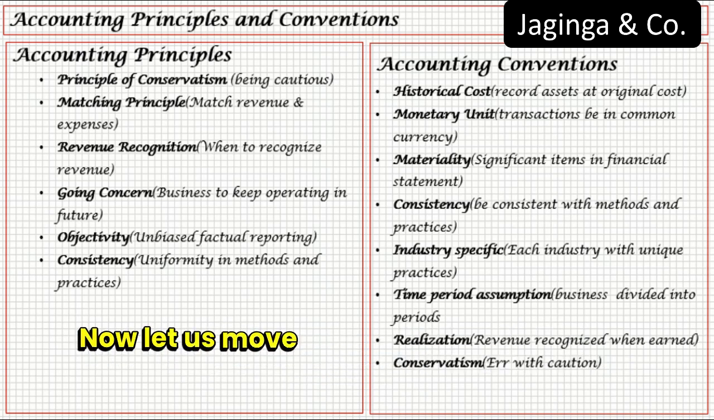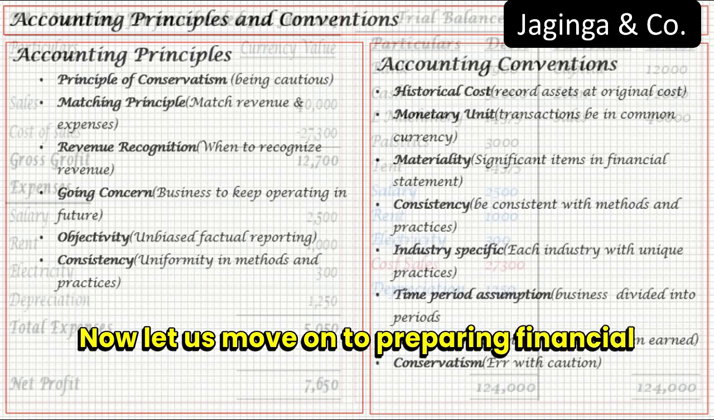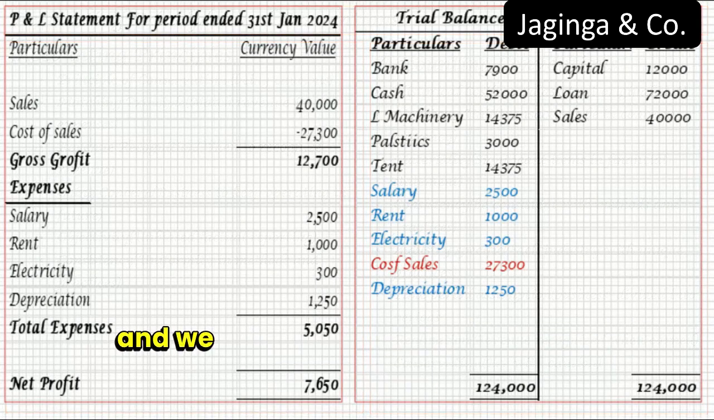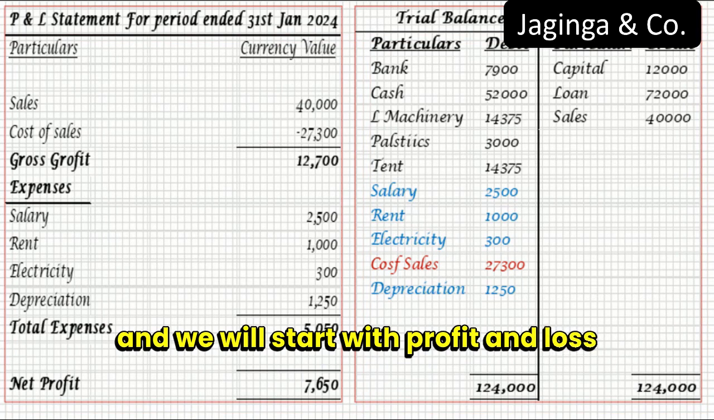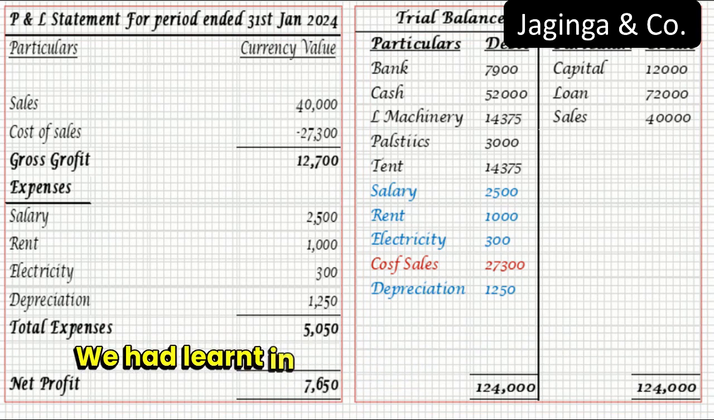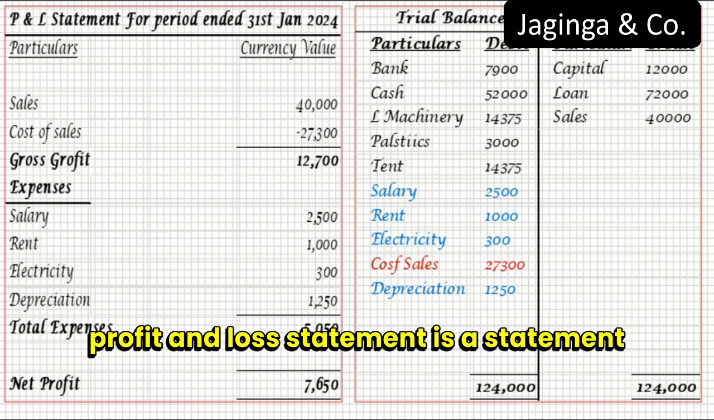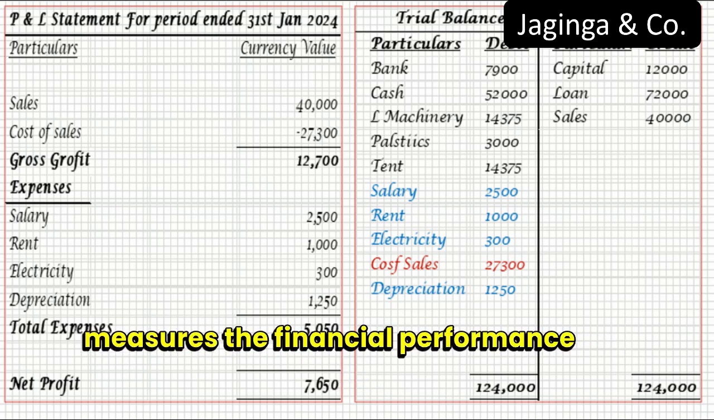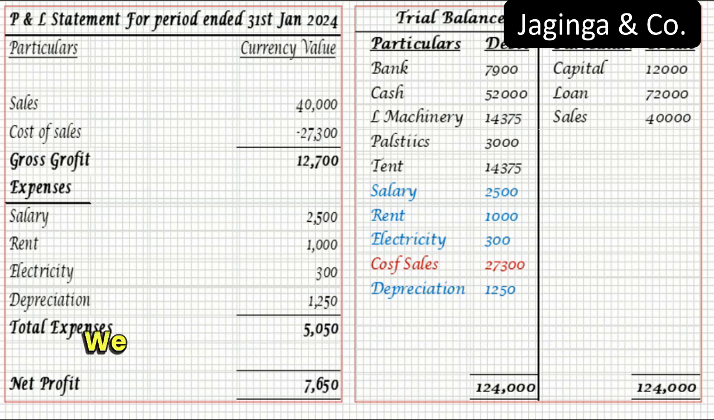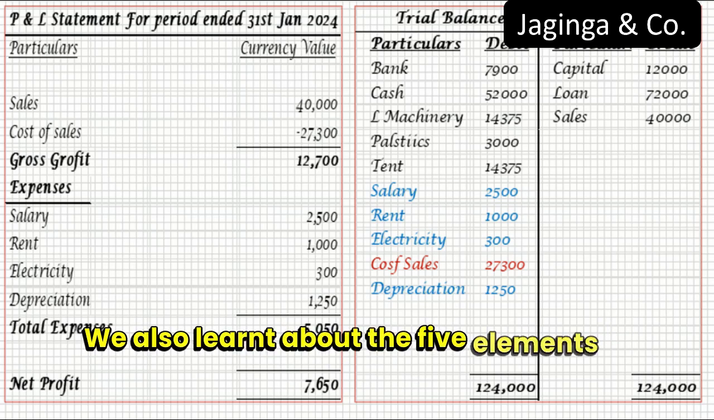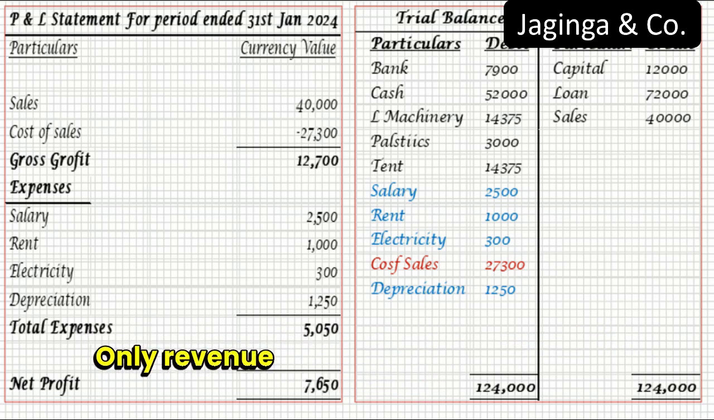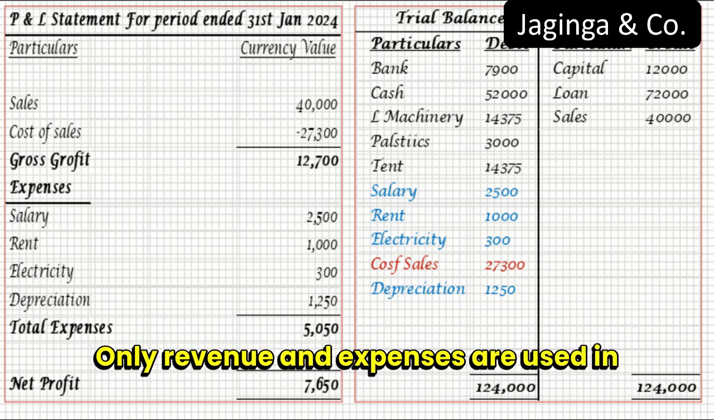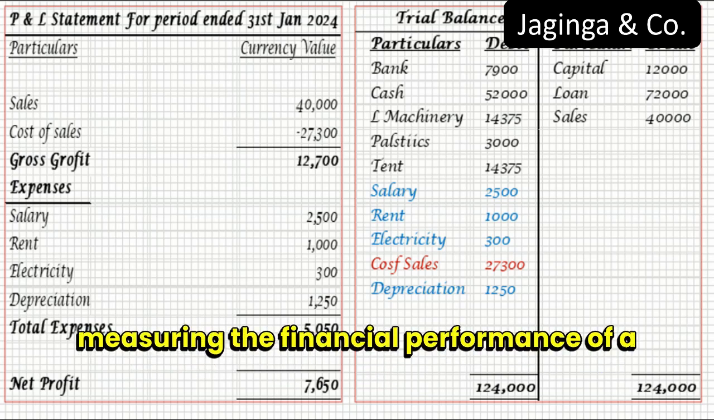Now, let us move on to preparing financial statements, and we will start with the profit and loss statement. We had learnt in our previous lessons that the profit and loss statement is a statement that measures the financial performance of a business. We also learnt about the 5 elements of accounting. Only revenue and expenses are used in measuring the financial performance of a business.